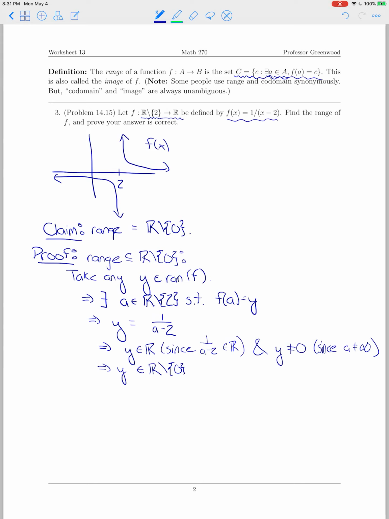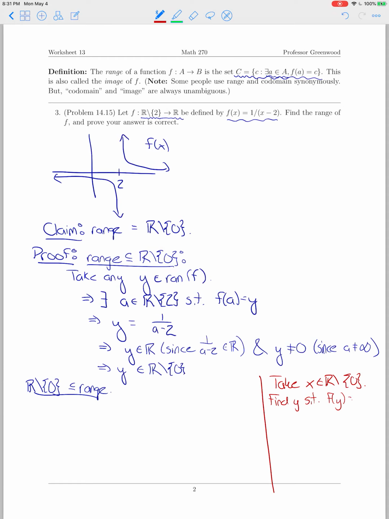Okay, and now we have to show the other inclusion. That would be that the reals minus 0 are inside the range. For this part of the proof, you always essentially have to do some sort of aside, where my goal is to take some value x inside R minus 0, and then I want to show that there is some y such that f of y is equal to x.